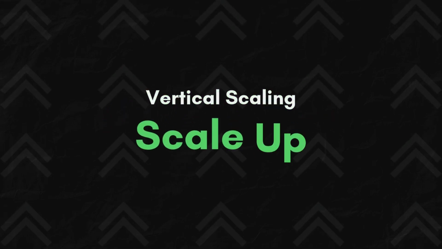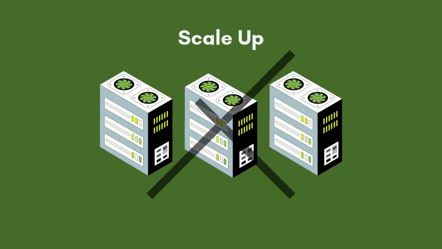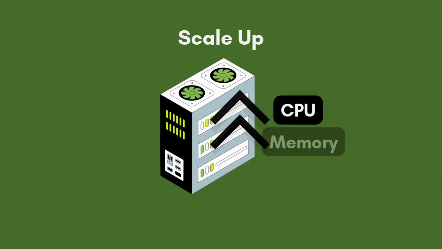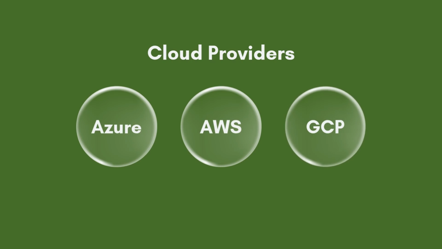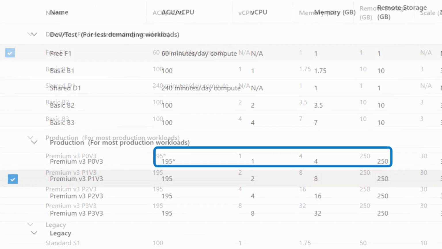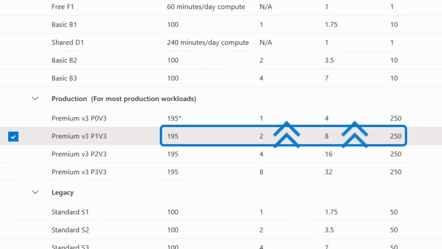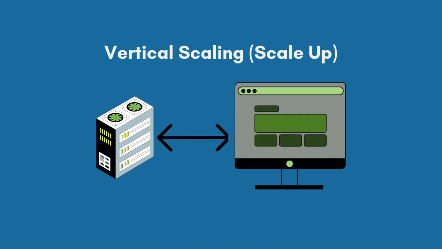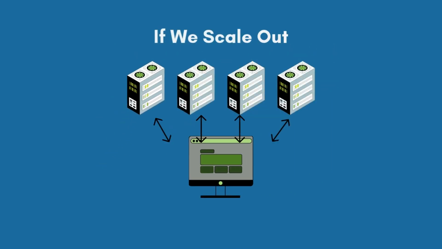The first way to scale is called vertical scaling, or scaling up. Instead of adding more servers, we make our existing server bigger by giving it more CPU and memory. Providers like AWS, Azure, and GCP offer predefined machine sizes, and you simply move to a larger one. Vertical scaling is incredibly simple because you have only one server. There's no need to redesign your application for multiple servers.